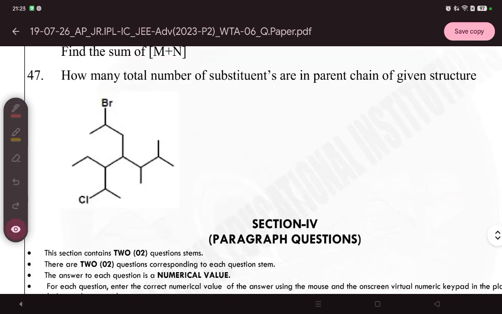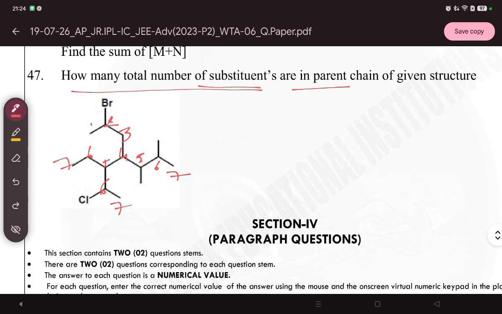How many substitutions are present in the parent chain? Substitution indicates a side chain to the root word. Side chains are called substitutions. First you have to select the longest carbon chain. If it is the longest carbon chain, 6, 7, and from this side also 6, 7, and for this side also 5, 6, 7. So total 7 carbons are the root word.